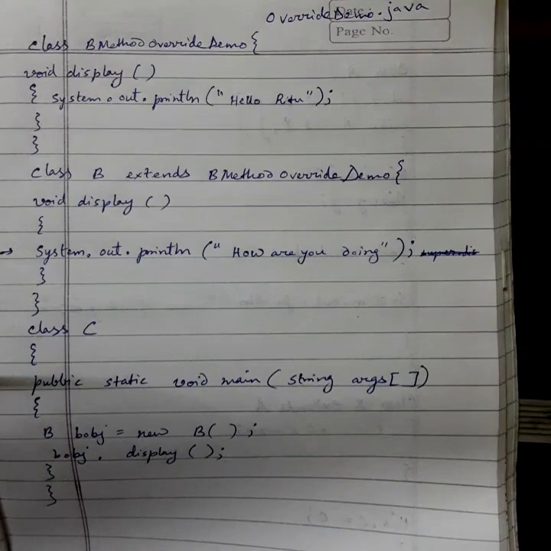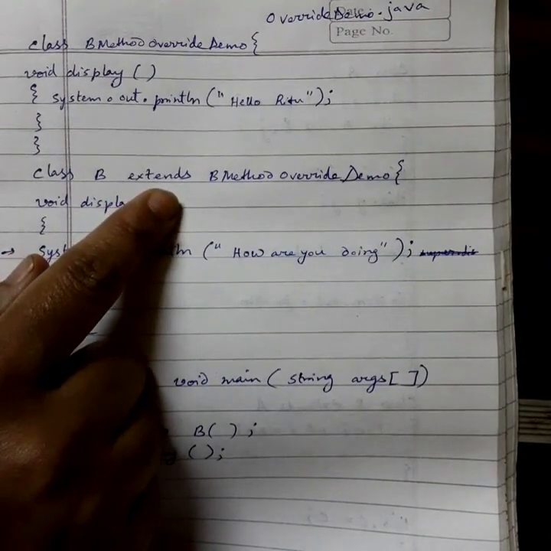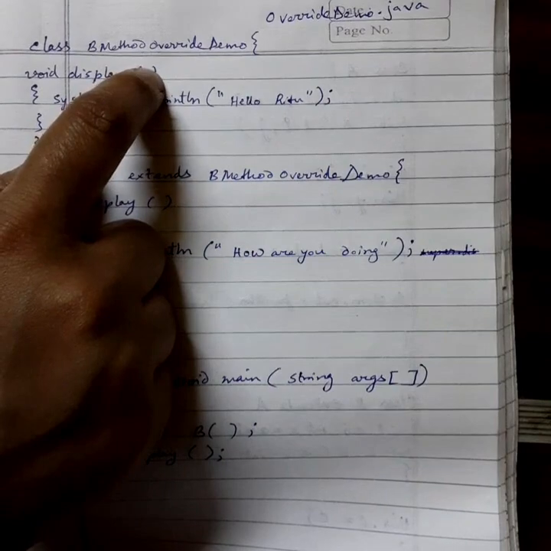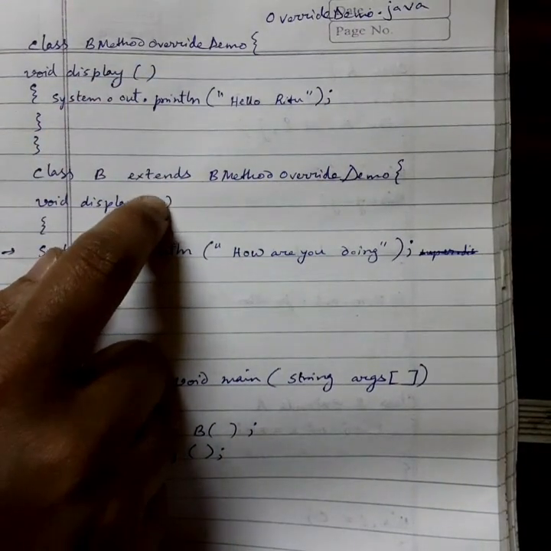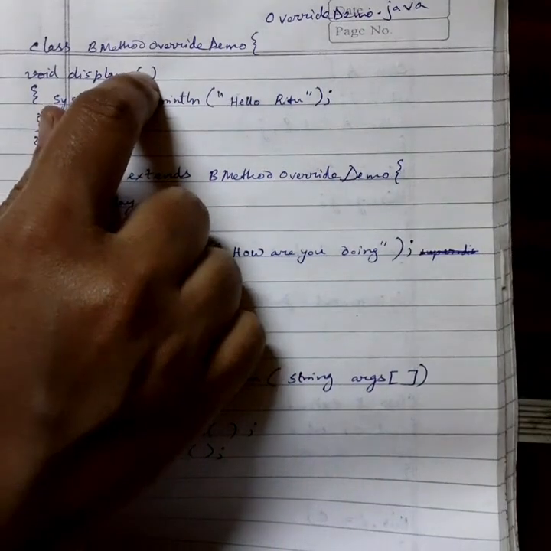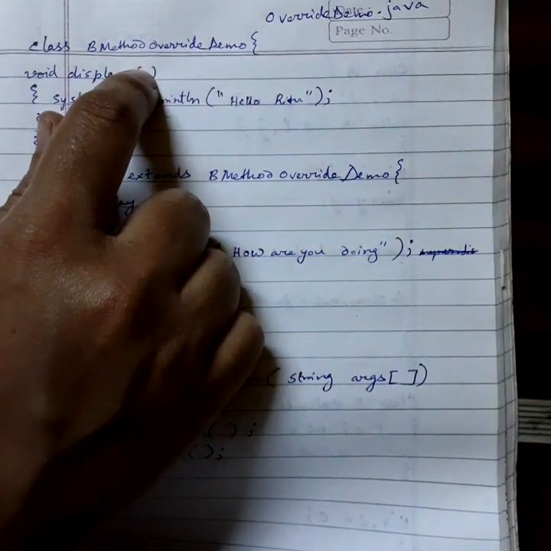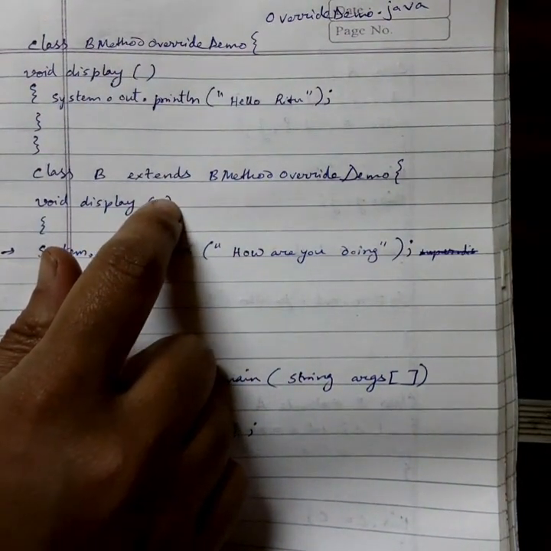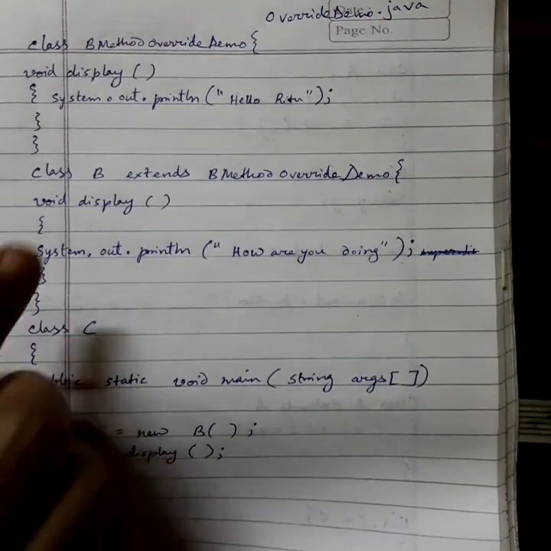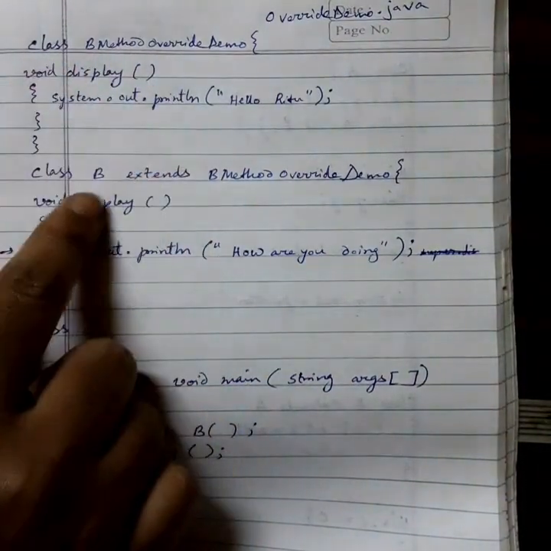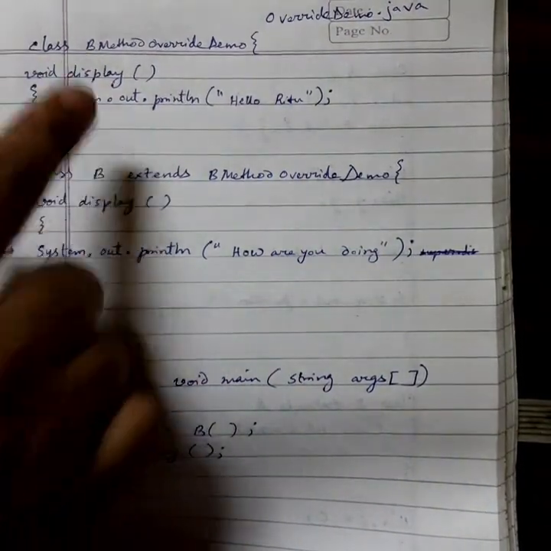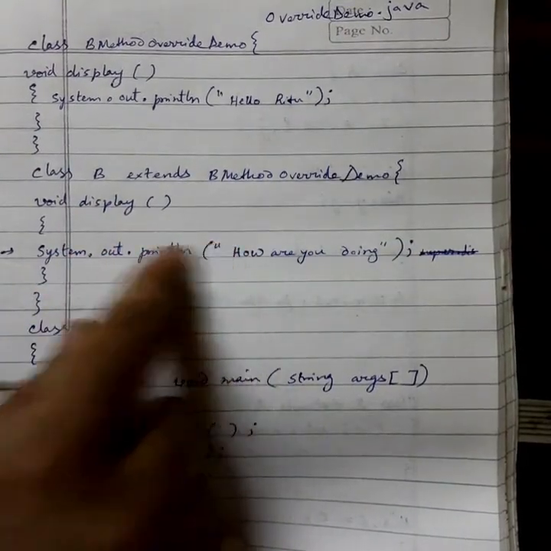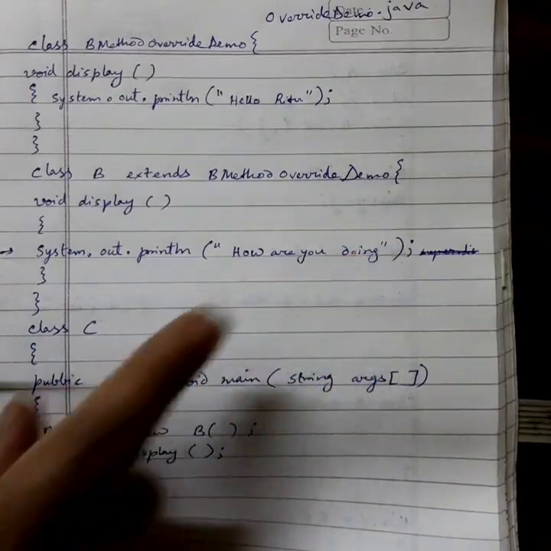In overriding, the signature, that is the number of parameters and the data type of the parameters, must match. If there were an int i here, there also has to be an int i. Supposedly there are two parameters here, float x, int y. We need to have float x, int y. So that is the signature, and the return type also. Everything needs to be just the same. And here we have got a different utility. We are printing a different statement here.